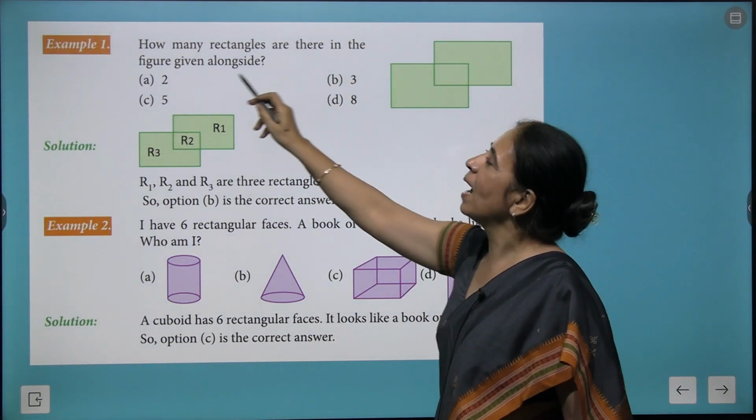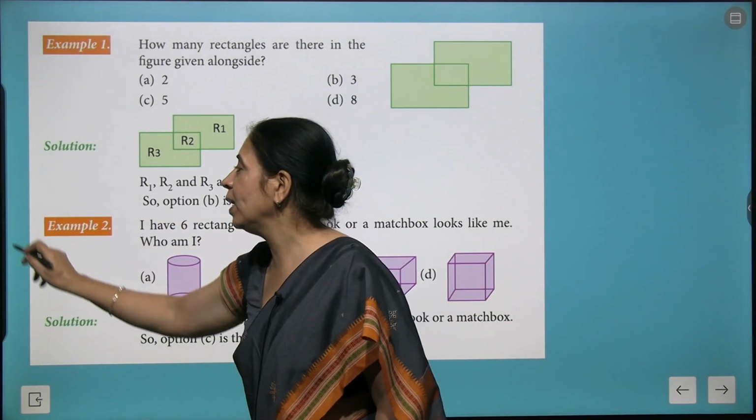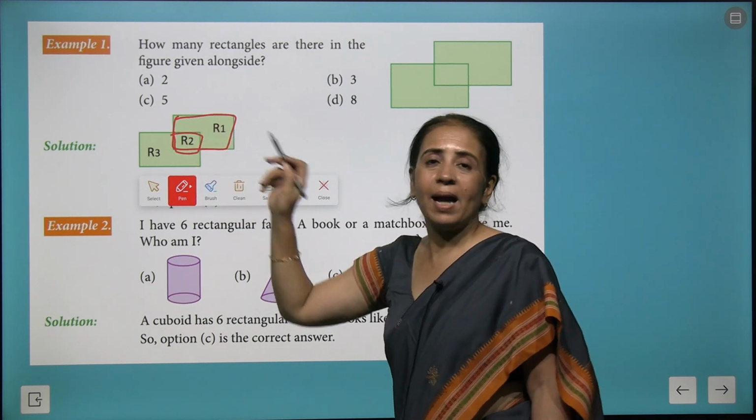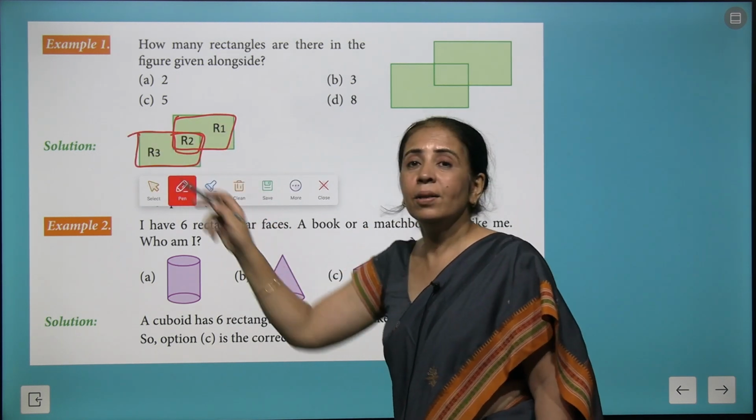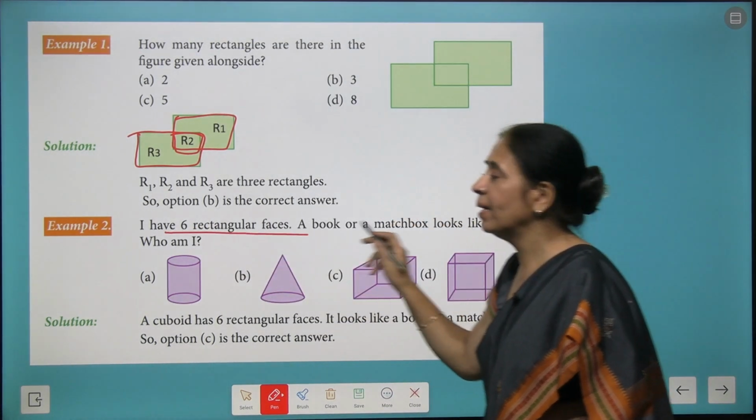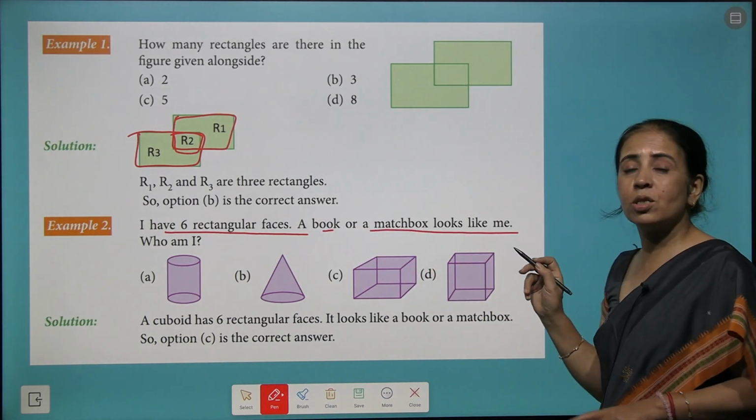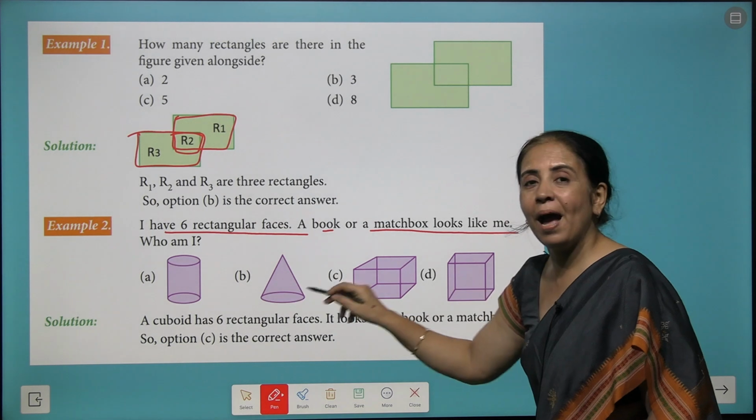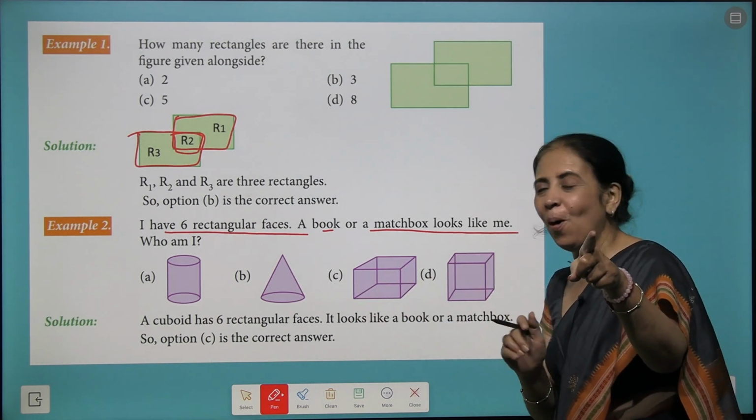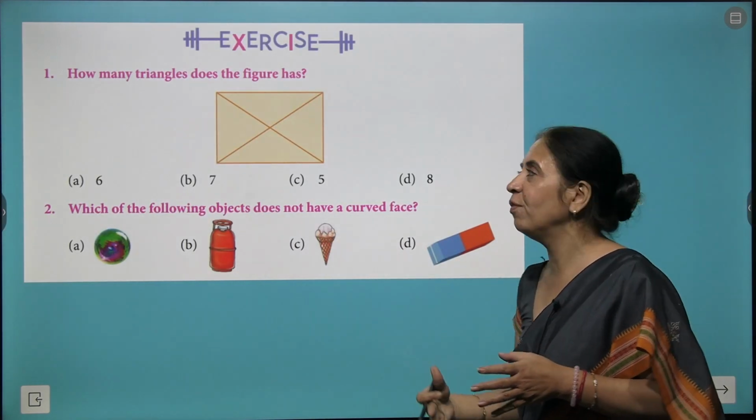How many rectangles are there in the figure given alongside? If you look at this figure very carefully, you will observe that this is one rectangle and another small rectangle is here, and this one is third rectangle. We say there are 3 rectangles. And next example is that I have 6 rectangular faces. A book or matchbox looks like me. So who am I? Clapping. You gave a right answer. I am a cuboid. So this way, I believe you have understood how to deal with different figures.